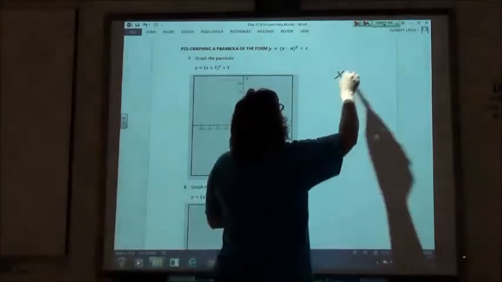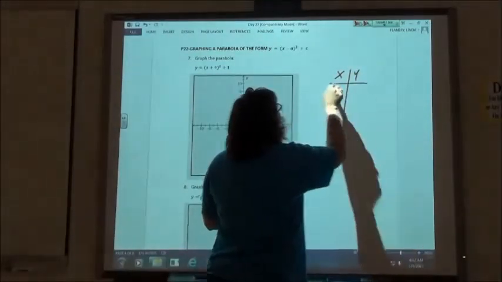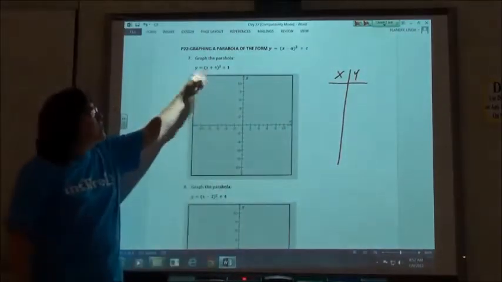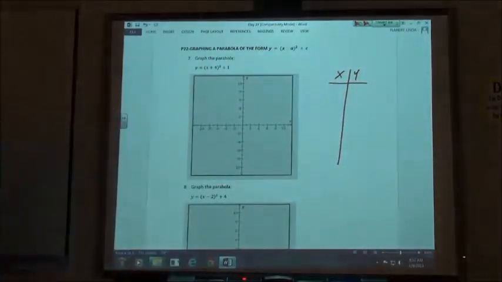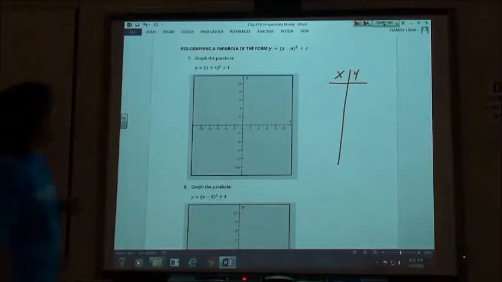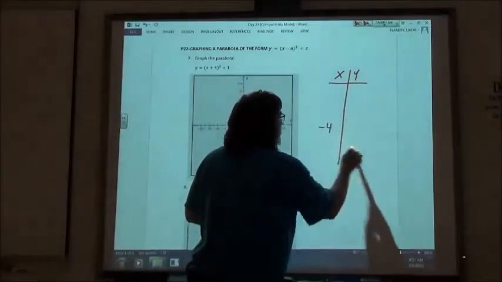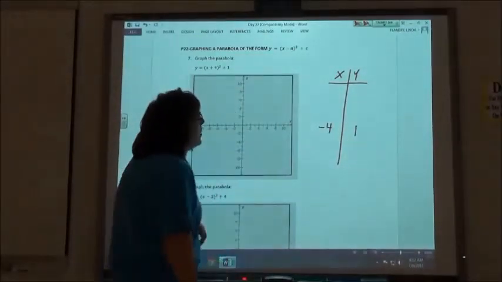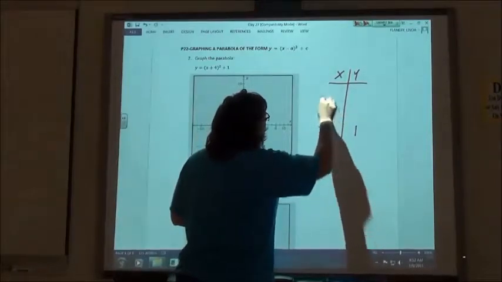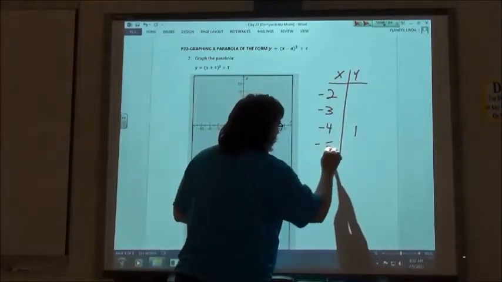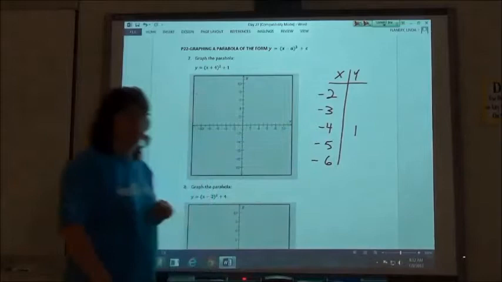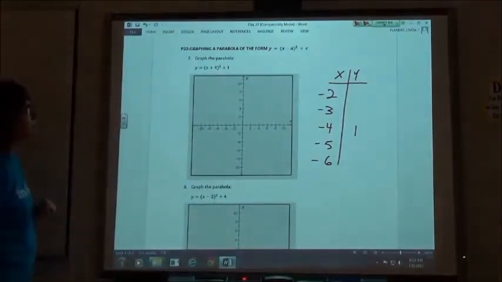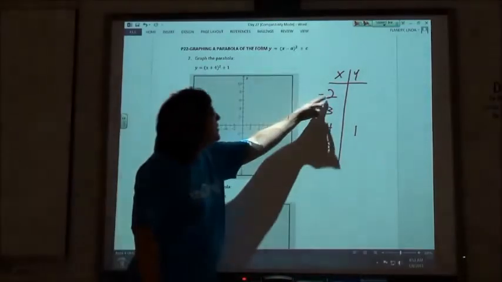So first thing again I want to do is figure out what my vertex is. So my vertex is going to be at negative 4 and 1. So I want 2 points on each side of that, so negative 3 and negative 2, negative 5 and negative 6. And then I'm just going to plug them in and solve.